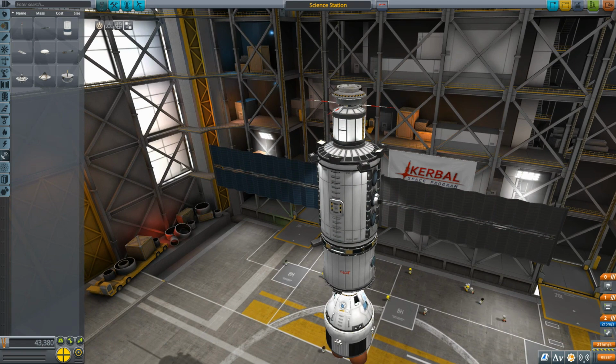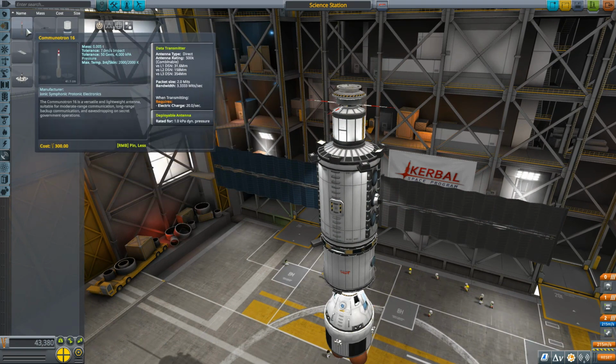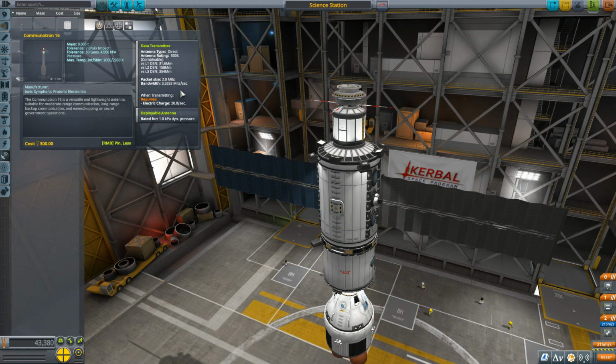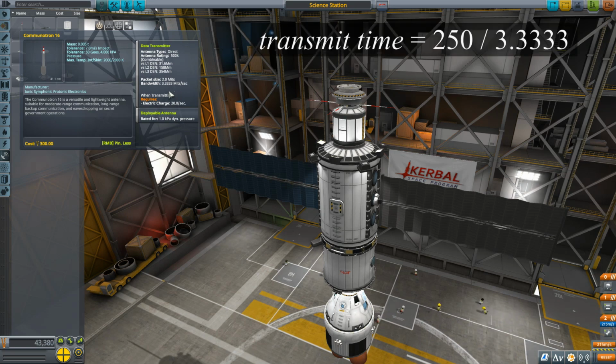Now, if we take a look again at our Communitron, we can see its bandwidth is 3.3333 mits per second. I know this is a bit confusing, but a mit and a science point are the same thing. So what this is really saying is it can transmit 3.3333 science points per second. And again, that's independent of what your signal strength is. So what we can do is take our 250 units of science and divide by 3.3333 to get how much time that is going to take. And then if we look a little bit further down, we can see our electrical demands are 20 units of electric charge per second.